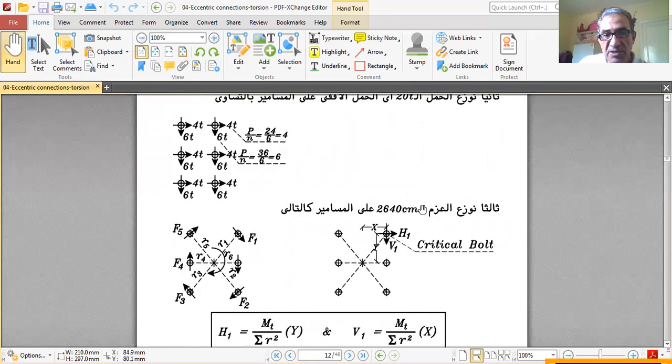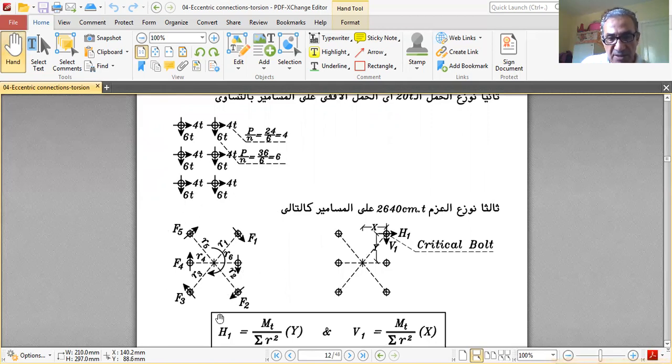Then the second step is to distribute the moment, 2640 centimeter ton, on the bolts. Like this, we have F1 R1, F2 R2, up to F6 R6. We know that some of these are equal, F1, F1, F1, and F2, F2, because they are at equal distances. But in general, they are F1, F2, 3, 4, 5, 6. So we distribute the moment, and now it looks like this.